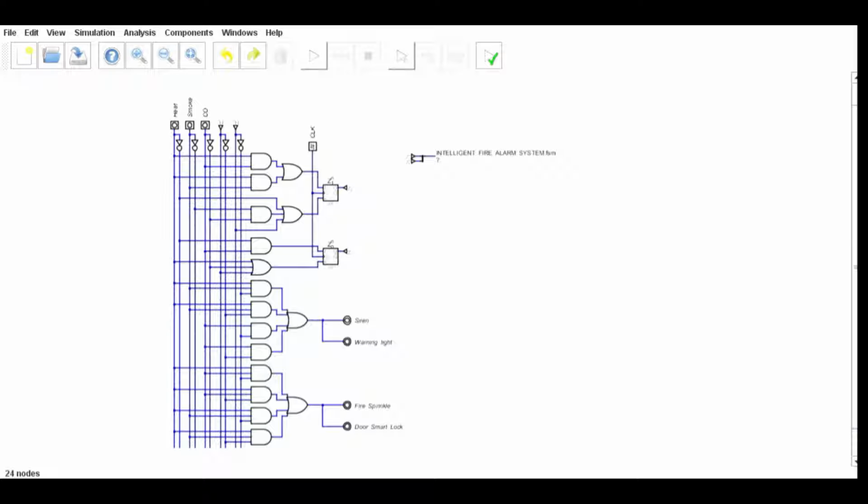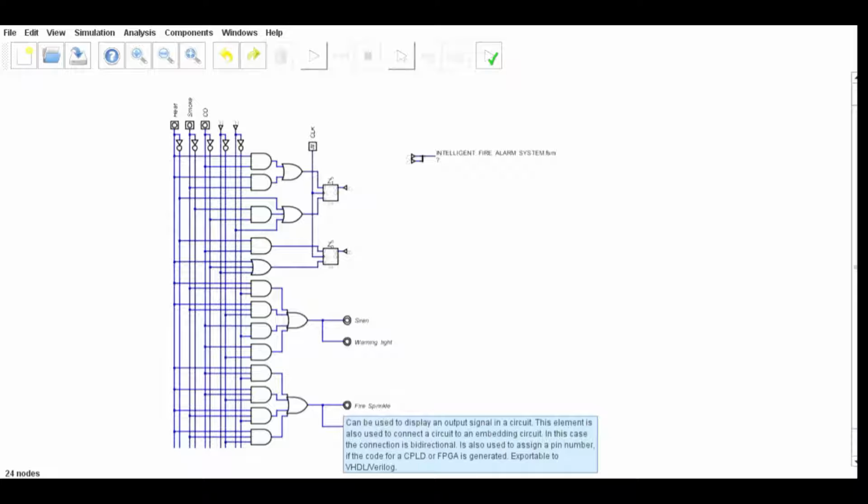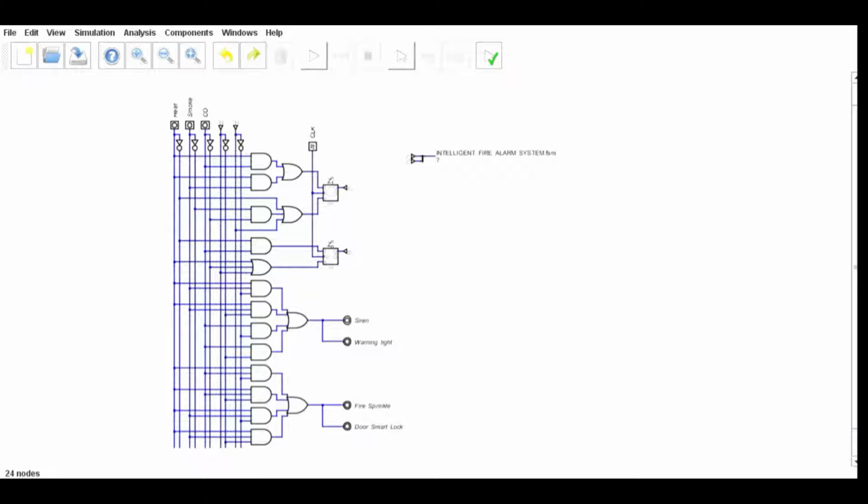Siren and warning light are used to warn people when the fire happens. Siren is used to warn the blind and normal people, while the warning light is used to warn the deaf people. The fire sprinkler is included in the fire alarm to control or reduce the spread of the fire, and the door smart lock is used to unlock the door for the rescue. The fire alarm consists of 3 states, which are normal, warning, and danger.